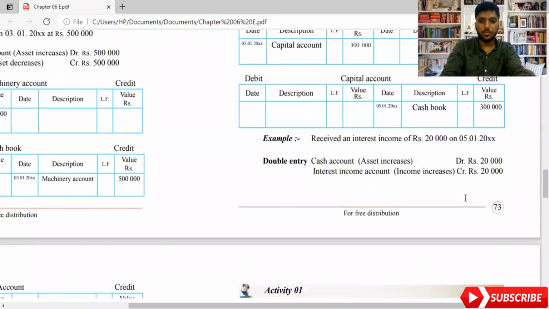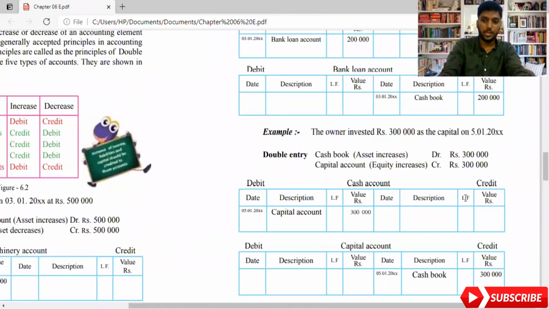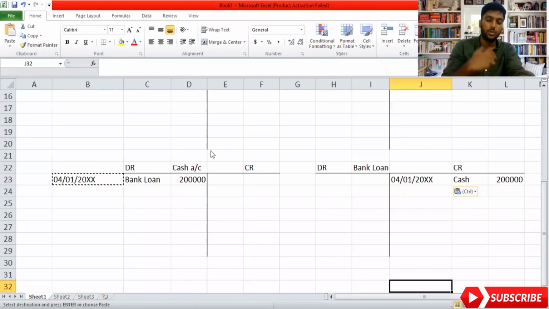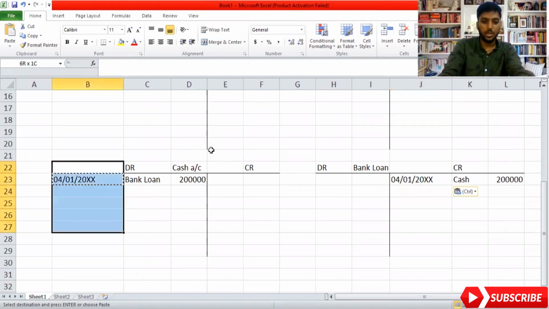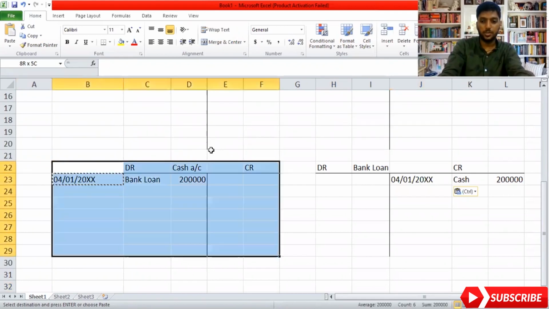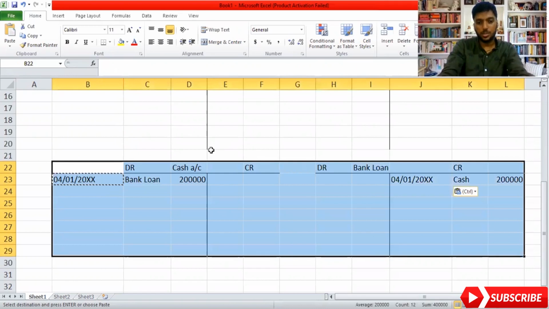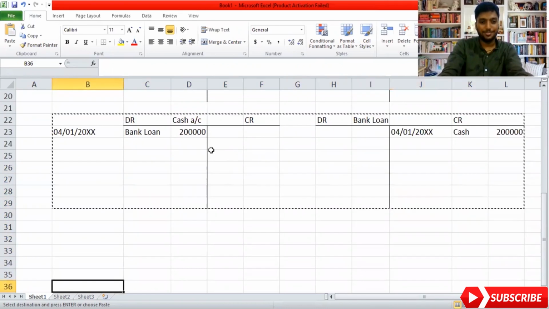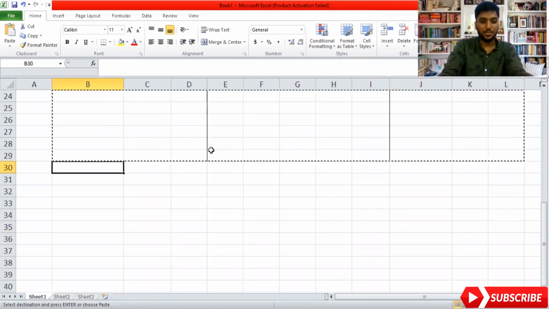The owner invested rupees 300,000 as capital on 5th first 2000, whatever the year. Now, when you invest money into the business, 300,000, what happens? Your cash will go up and also your capital will go up. So cash, again, I will write. I'll copy these two accounts. Now I'm going to do my third adjustment. Do it with me, guys. If I'm fast, I'm sorry, but I can't help it.